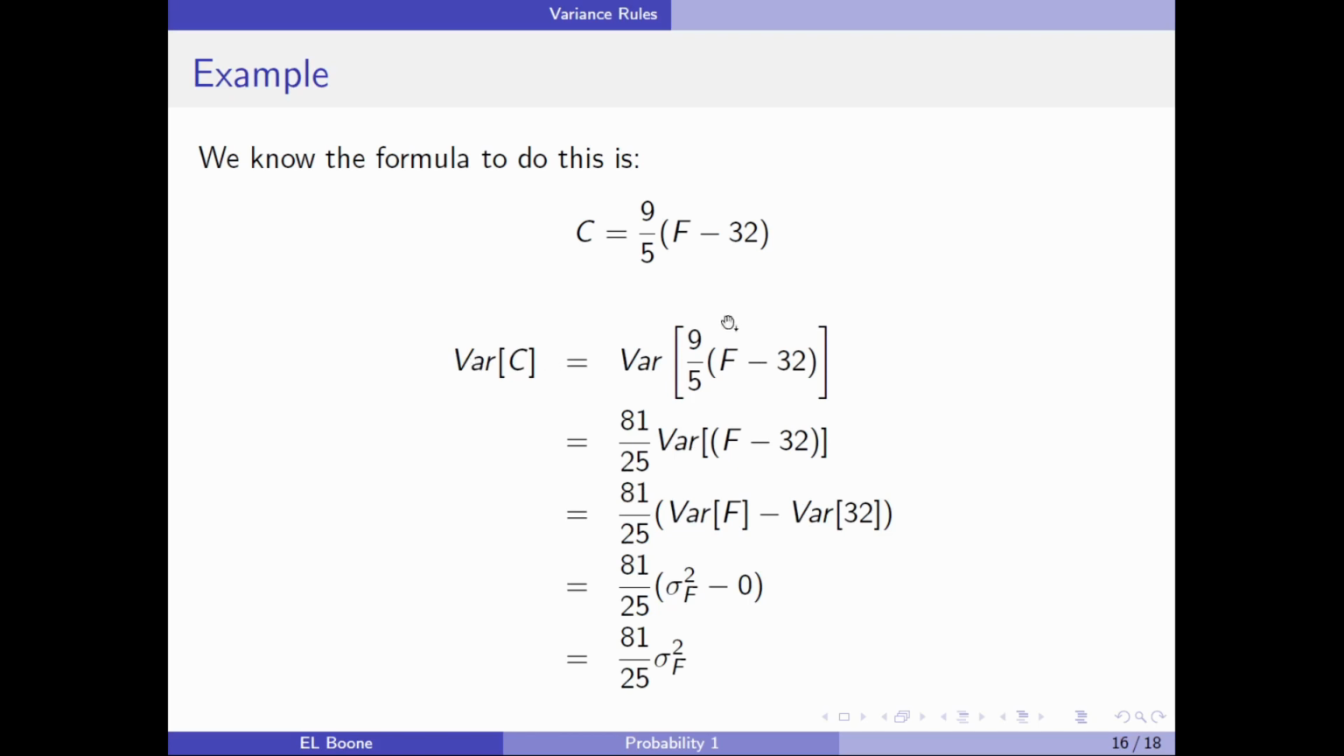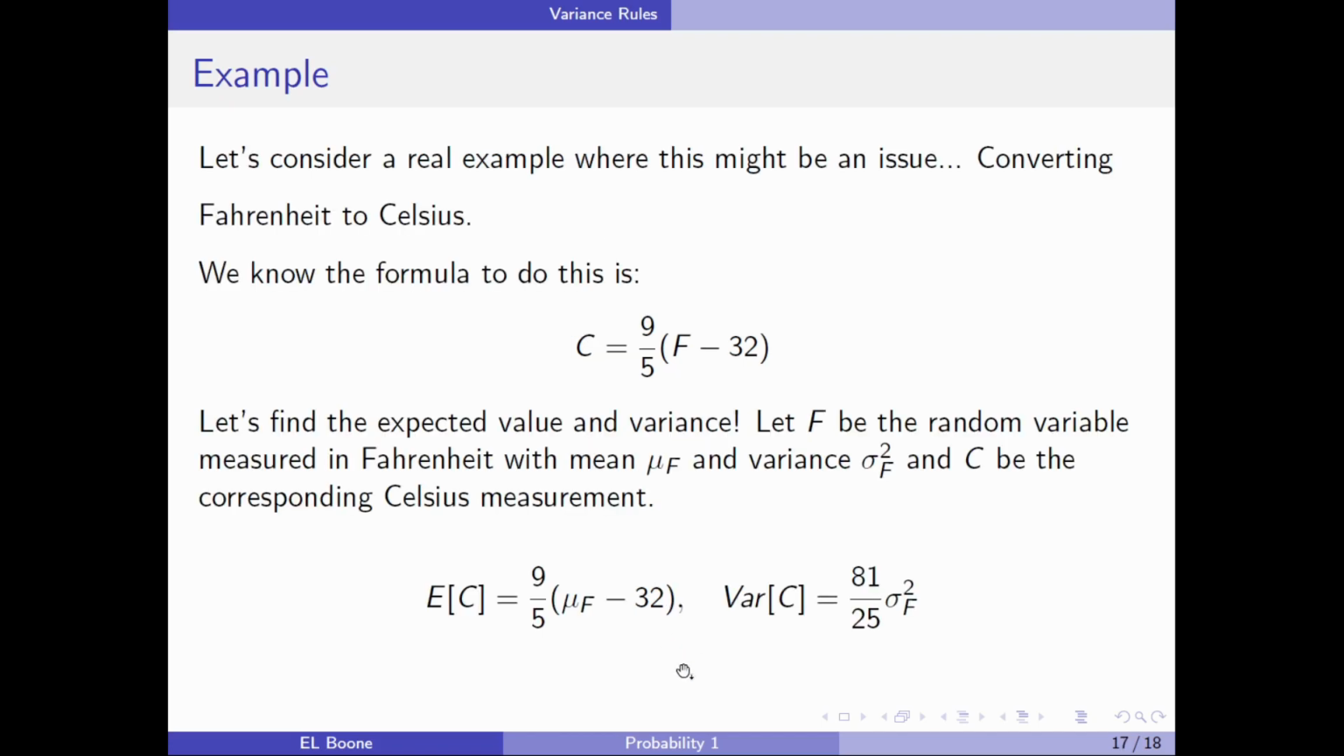So I do the same thing, variance here, this 9/5 is a constant. When I pull it out, I have to square it. So it becomes 81/25 times the variance of f minus 32. Well, this can go across addition because 32 is a constant, so it's independent of f. So we have the variance of f minus the variance of 32. Variance of 32 is a constant, so it's 0. So we end up with 81/25 times sigma squared f.